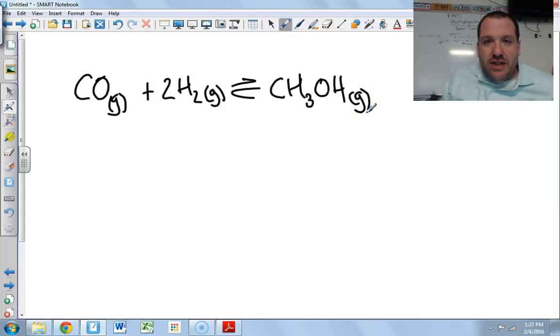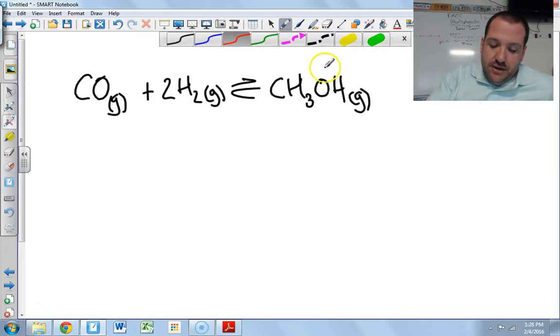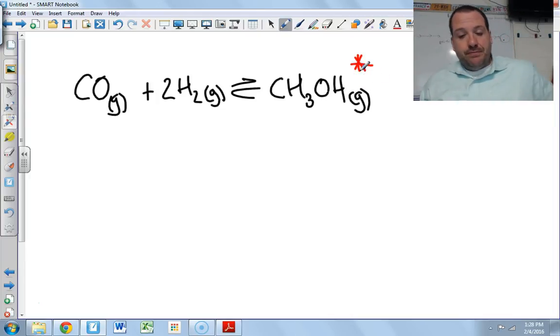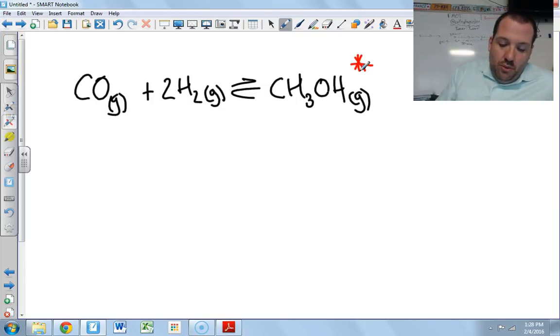So the idea is we want to maximize the yield. So for maximizing the yield, what are we trying to produce? I think that it's important that we understand the reaction, or the question. So if we're going to maximize the yield, we're looking to make as much methanol as possible. Okay? So we want the reaction to shift to the right as much as we can.